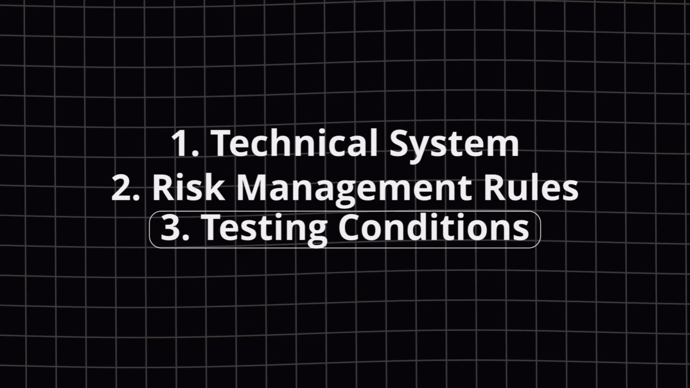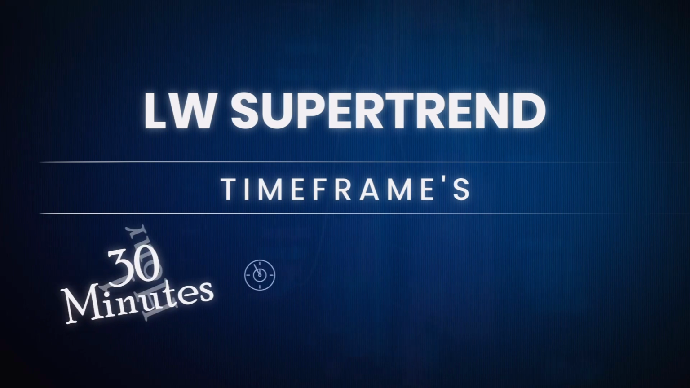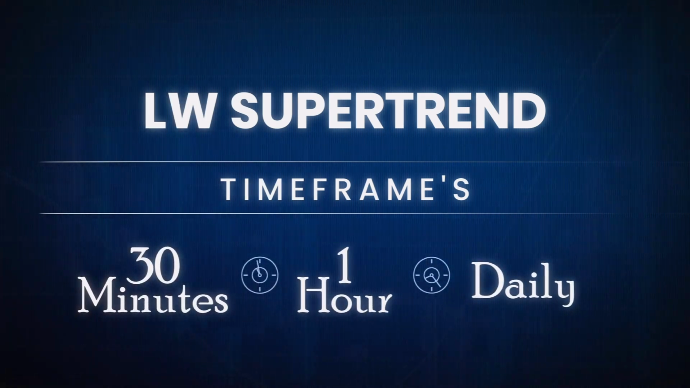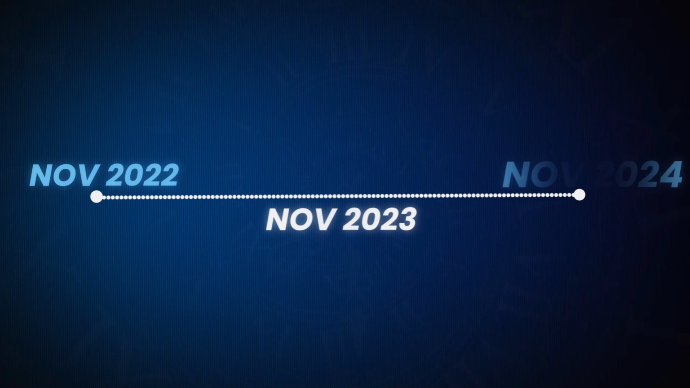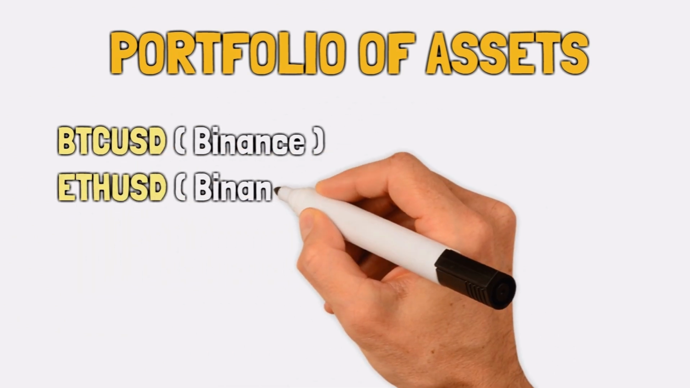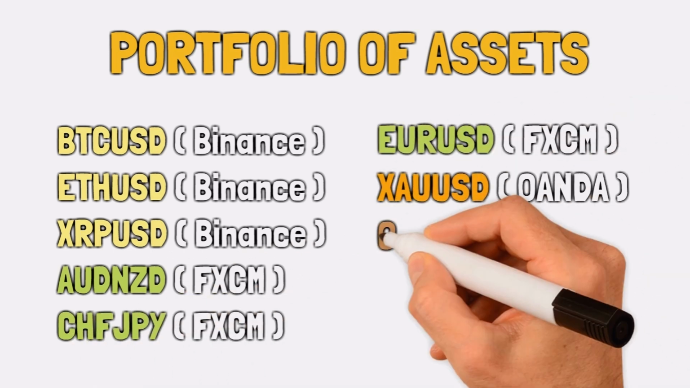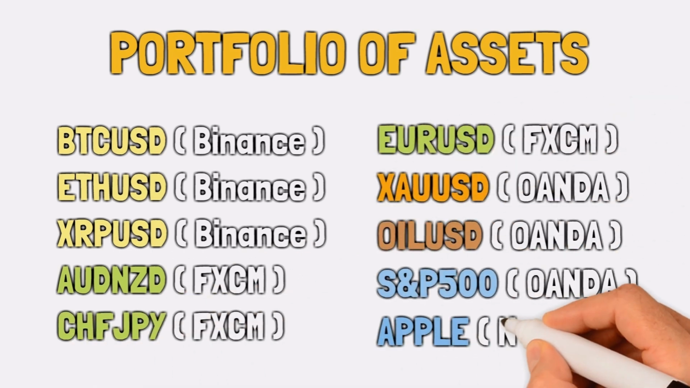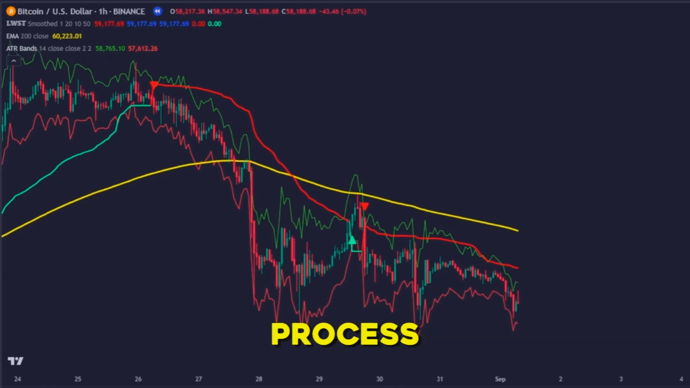As for the testing conditions, we'll backtest the liquidity-weighted SuperTrend on the 30-minute, 1 hour, and daily timeframes using data from the last 24 months, so since November 2022 until November 2024, across a diverse asset portfolio, including Bitcoin, Ethereum, XRP, 3 currency pairs, gold, oil, the S&P 500 index, and the Apple stock. With everything set, let's dive into the backtesting process.